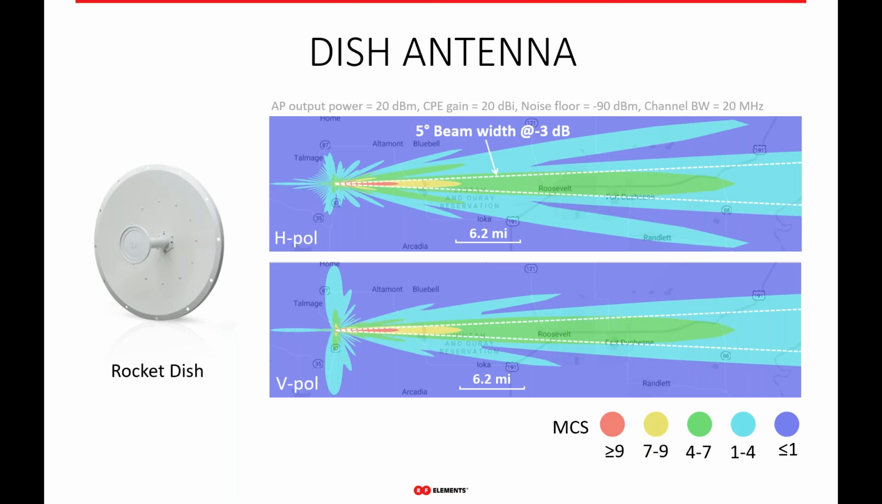You can see how the coverage looks using this particular dish. Besides the substantial difference between the polarizations in terms of the side lobes and undesired coverage, you can see that there's really a lot happening outside of the manufacturer's declared 5-degree beam width, further confirming that the coverage of an antenna goes way beyond the beam width definition in the spec sheet.